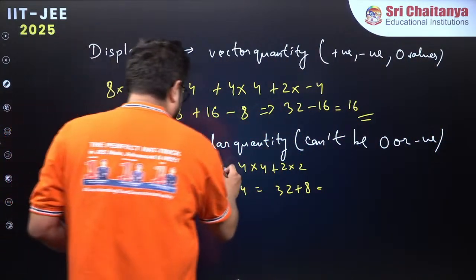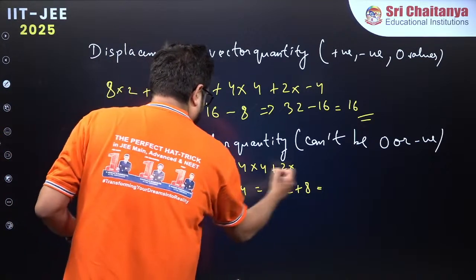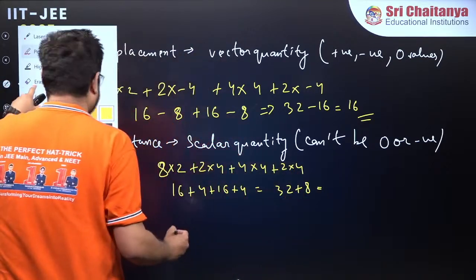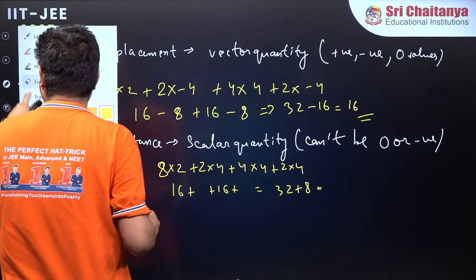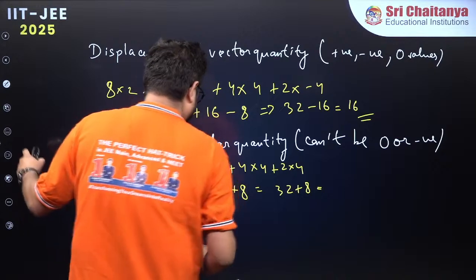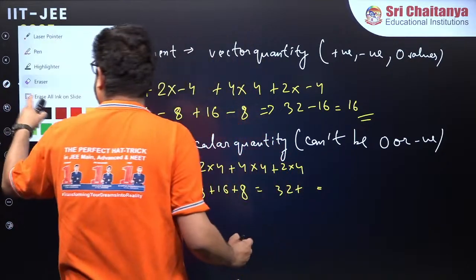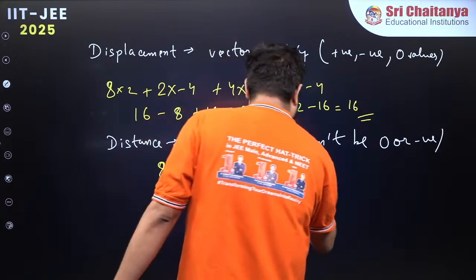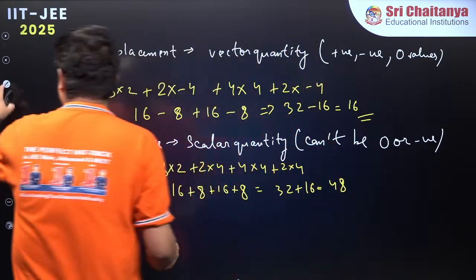Okay. So now in this case you just need to add them up. How much will it come? 2 into 4 plus 2 into 4 needs to be done, isn't it? 2 into 4 plus 2 into 4. So I will be getting 8 plus 8. How much will it be? 8, 8, and this is going to be 32 plus 16. What's going to be the value? That is going to be 48. So this is the value of distance.